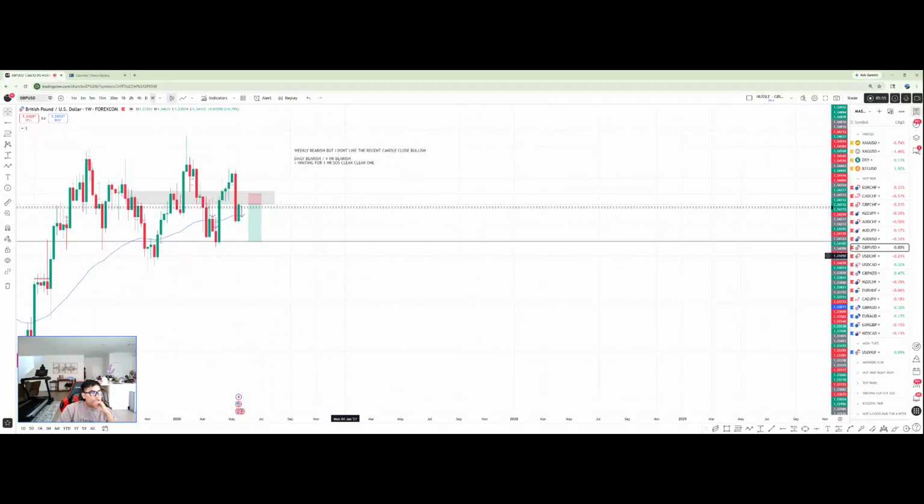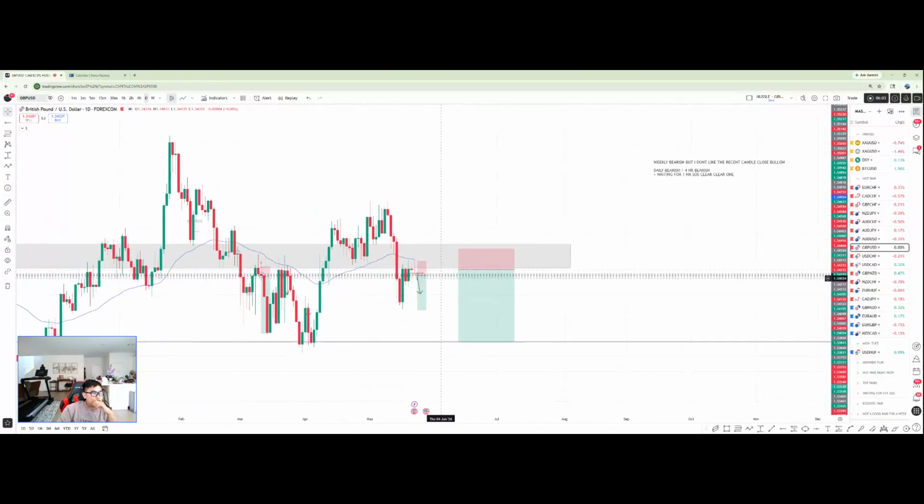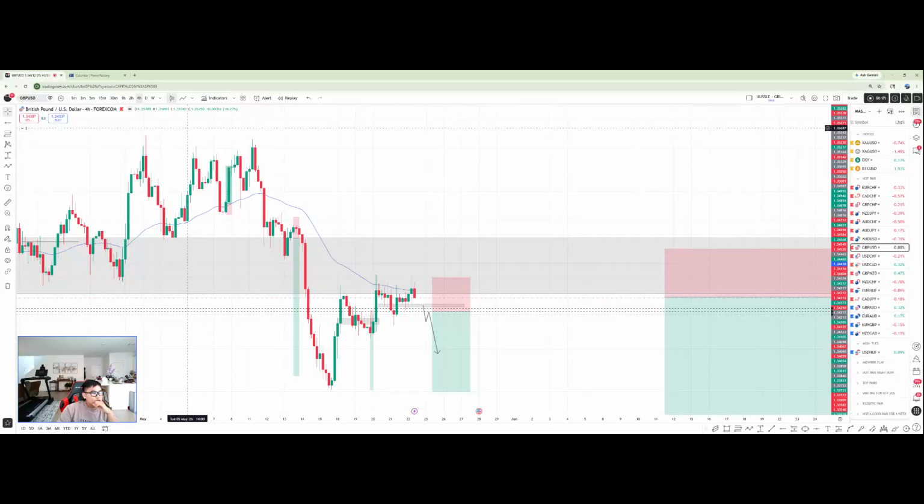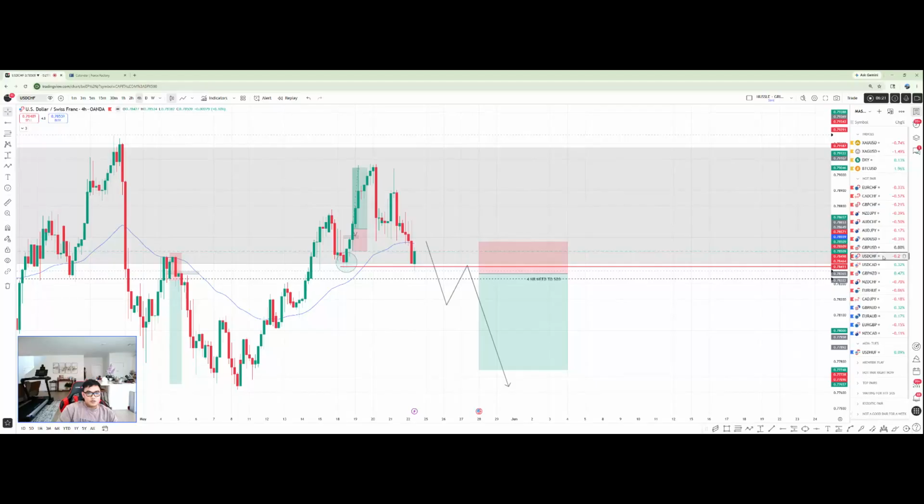The only downside is the daily, weekly closing bullish, but the daily is having a clear rejection. We need more confirmation. If the 4 hour gives us a clear shift and then a pullback on the lower time frame, bullish shift bearish, then am I going to be entering or interested in this pair?